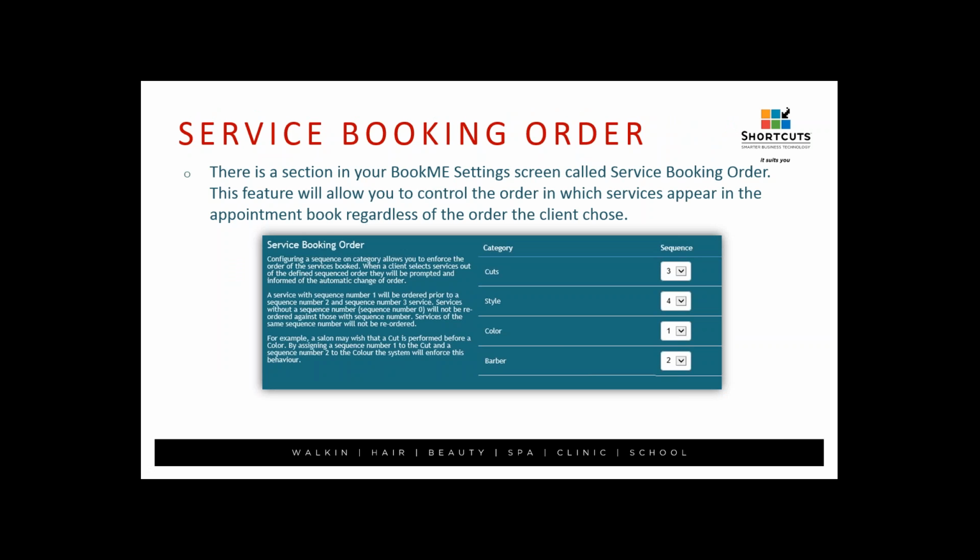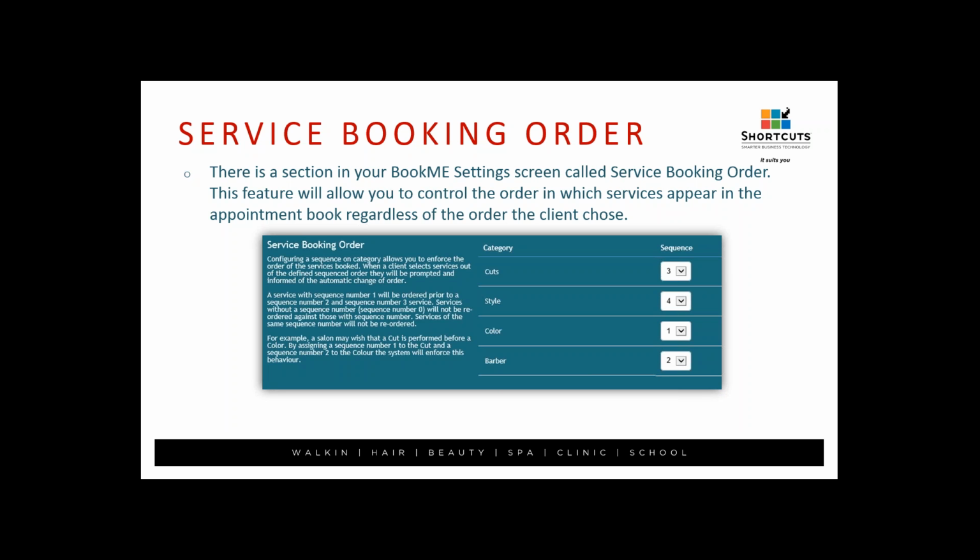So one of our next updates, which I think is really important and really relevant to a lot of businesses, is the service booking order. This area here in your Smart Console, which is again in the BookME settings screen, allows you to control what order the service is coming to your appointment book. As you can imagine, this is extremely important for all different styles of businesses. So maybe if you are a hair salon, it's important that all colours are booked before cuts. You wouldn't want it to book in the other order because that could potentially not fit with the stylist that you've got in for the day.